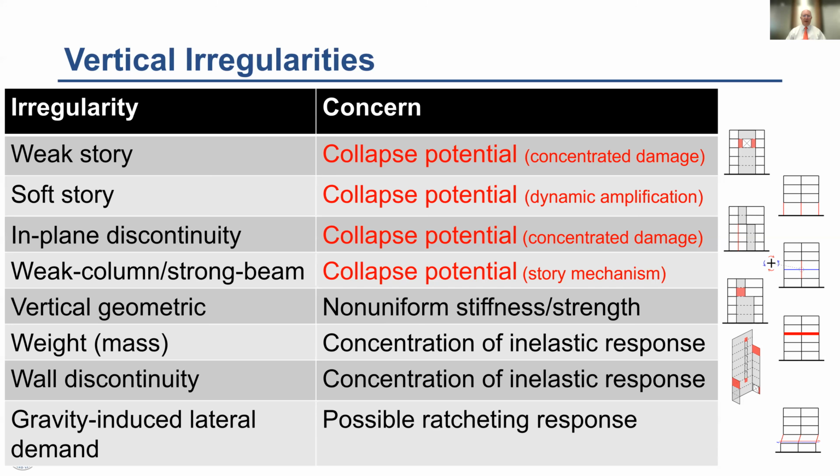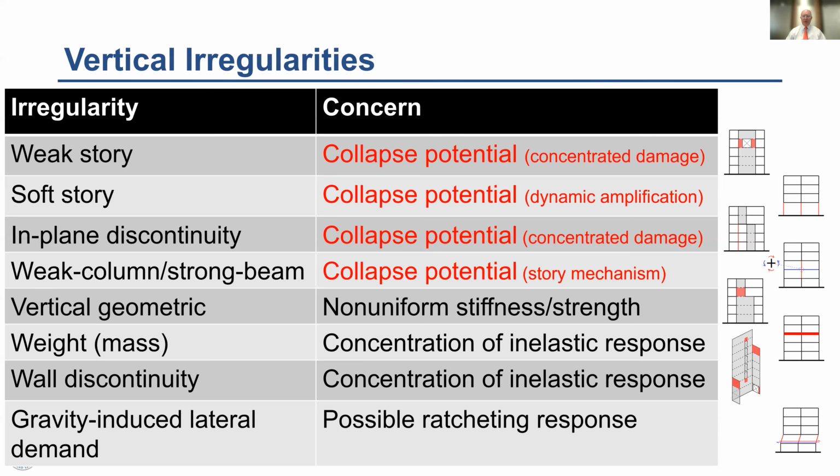For an in-plane discontinuity, the challenge is that vertical elements of the seismic force resisting system don't go from top of building to the foundation. There's some transfer of that load, some concentration of that load as it works its way down. And in the concentrated areas, they can have excessive damage that could lead to collapse again.